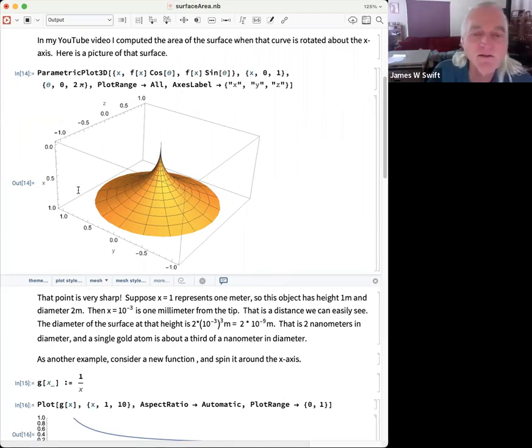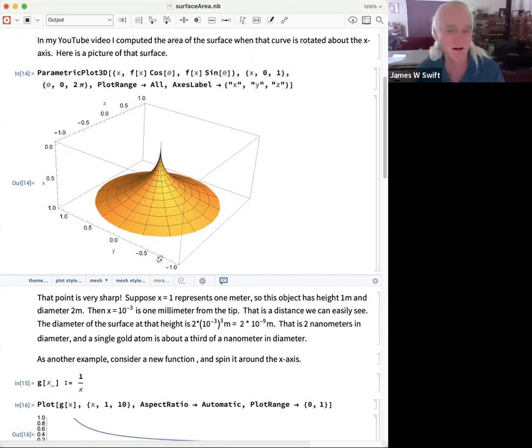All right, so if x is measured in meters, so this is 2 meters across and 1 meter tall, then think about how wide that point is just a millimeter down from the top. So a millimeter is 10 to the minus 3 meters, a thousandth of a meter. So if I take x cubed, I get 10 to the minus 3 cubed, or 10 to the minus 9, and the diameter is twice that. So the diameter, a millimeter down, and you can see a millimeter quite easily, is 2 nanometers.